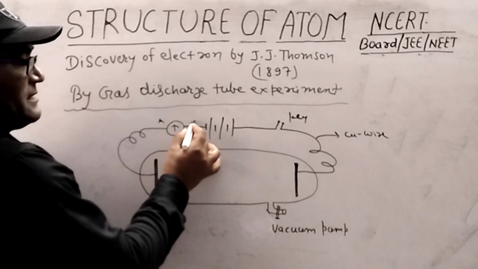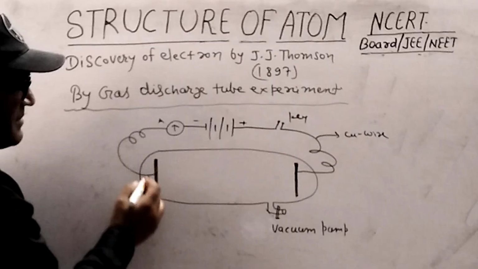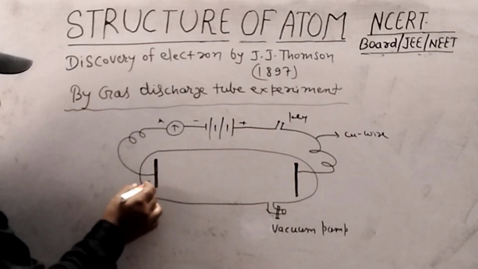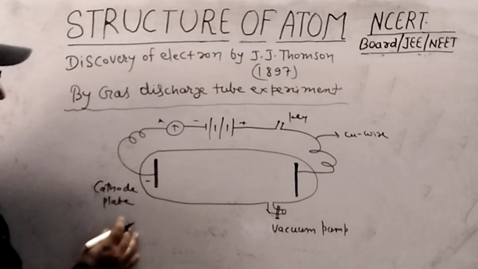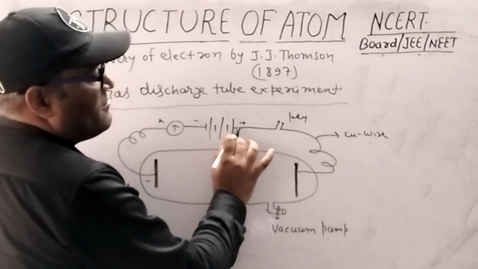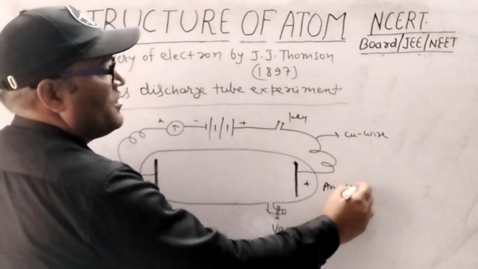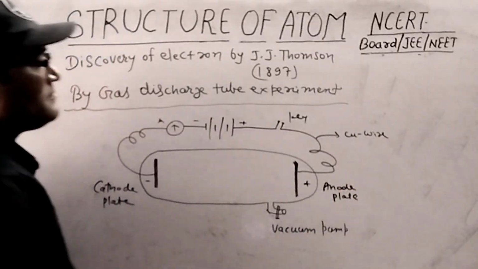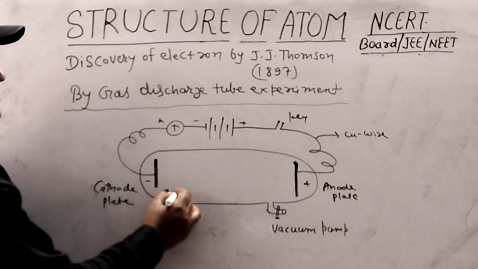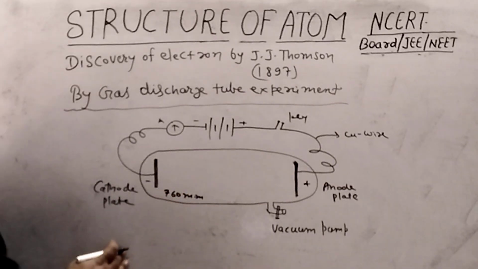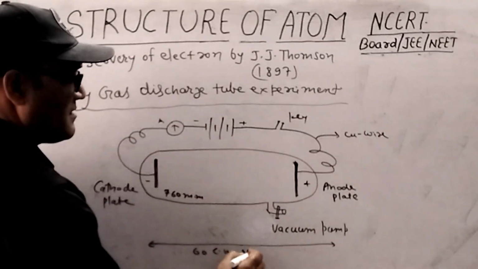Now, this is the negative part of the battery, this is the positive part of the battery. The negative part of the battery is connected with a metal plate, so this negative electrode is called cathode plate, and the positive part of the battery is connected with a metal plate, so it is called positive plate or anode plate. Pressure of gas inside the cylindrical tube is 760 mm of Hg, which is equal to 1 atmospheric pressure. Length of the cylindrical tube is 60 centimeter.